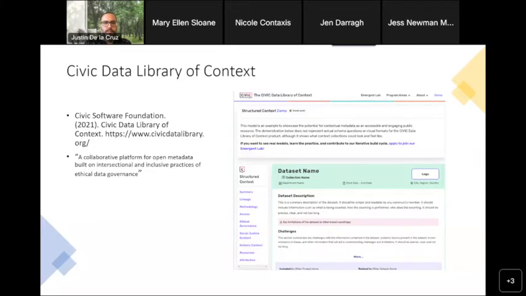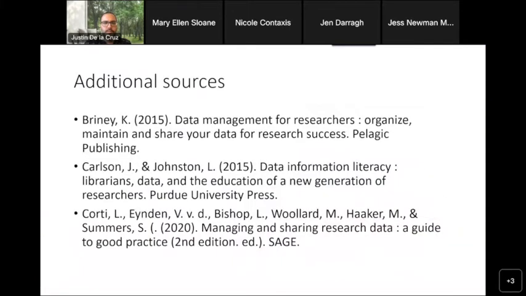And then I just have some additional sources here, and many of you may be familiar with some of these. Of course, Kristin Briney's great work, Data Management for Researchers. There's also at the end a guide from SAGE that I think is a little bit more focused on social science data, but may be useful for several purposes.